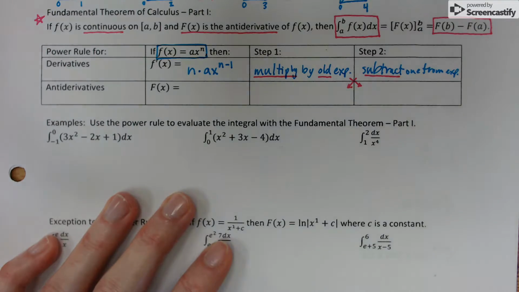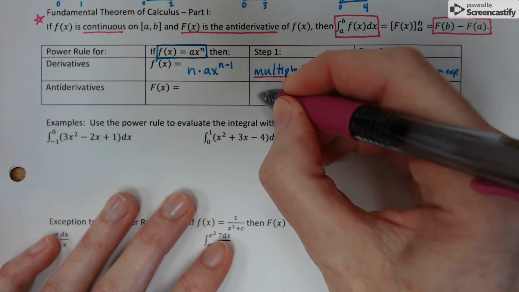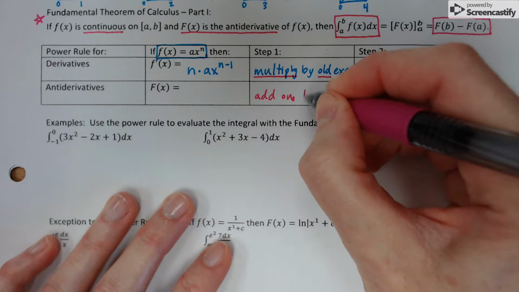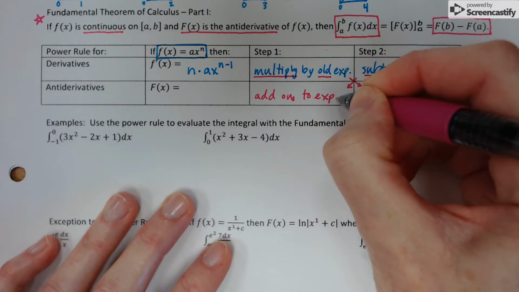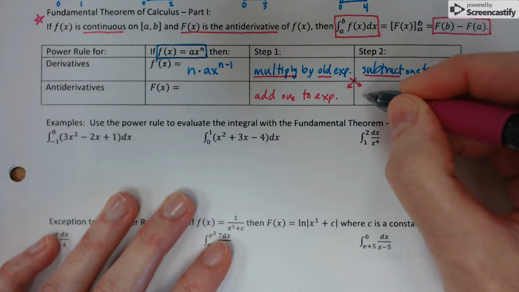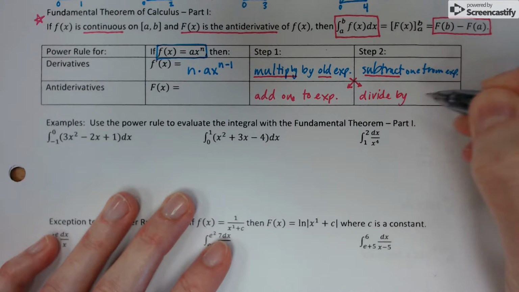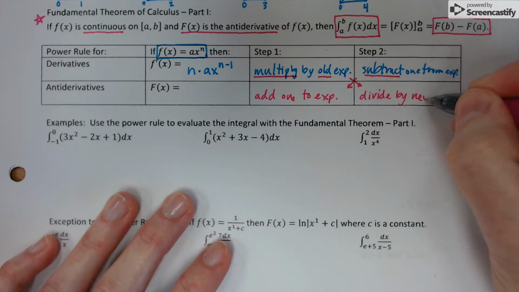So step 1 is going to become to add 1 to the exponent. And then step 2 will become dividing by, instead of the old, it becomes the new exponent.